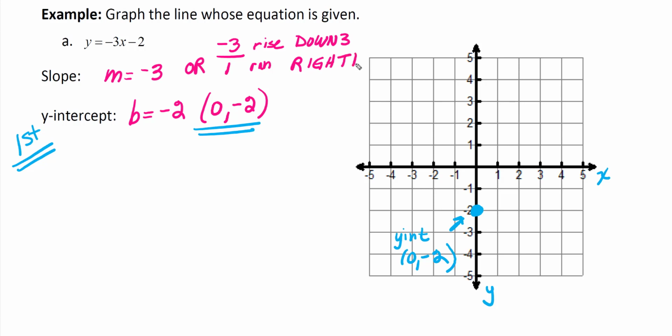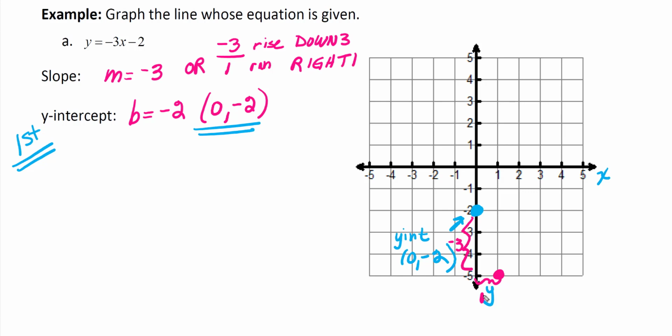Now, where do I start at? Well, the only point that I have on my graph right now is my y-intercept. So I'm starting at my y-intercept. And from my y-intercept, I'm going to go down 3 and to the right 1. So my slope, as you can see, is down 3 and to the right 1 unit. So my rise over run.